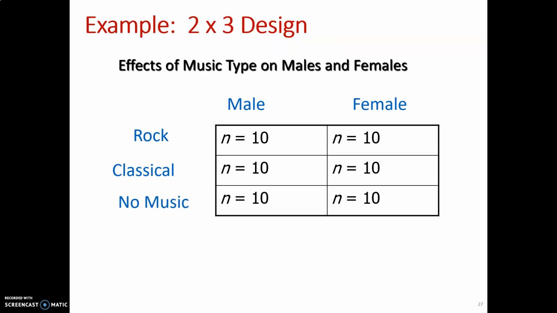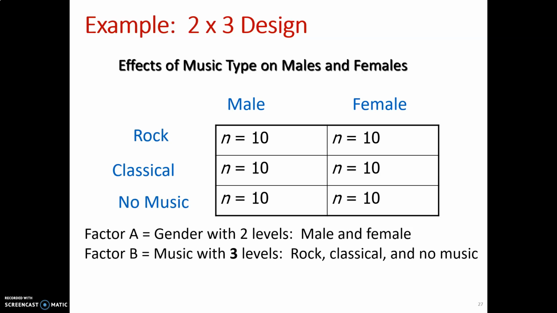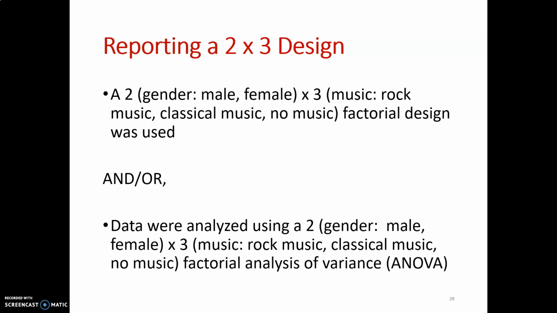All right, here's an example of a 2x3 design. Gender has 2 levels. Music has 3 levels. So we have 6 conditions in our study. And similarly to our last example, here are the ways that we might report what our design was if we're writing it up for a research manuscript or a class report.